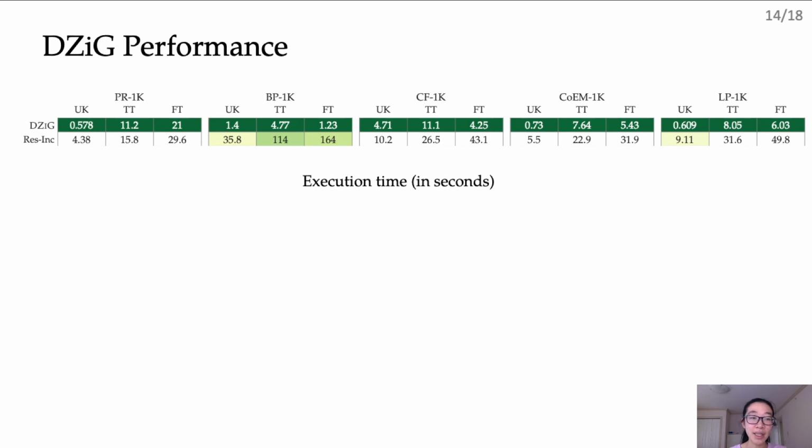Here I am showing the execution times in seconds across all 5 benchmarks when 1,000 edge mutations are applied. First, we compare DZiG's performance with ResInc. ResInc basically restarts execution upon graph mutation and performs incremental computation. Here, as expected, DZiG significantly outperforms ResInc by being up to 133 times faster.